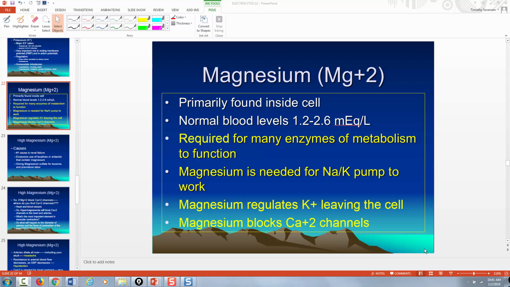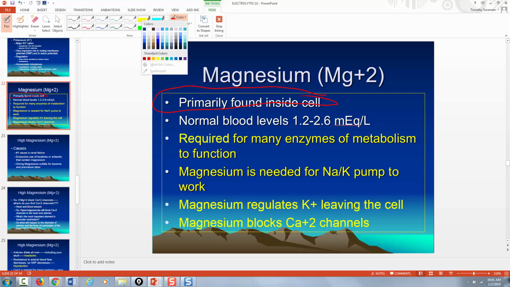Alright, and today what I'm going to go over is magnesium and how magnesium affects your body. First of all, a couple of things. Magnesium is primarily intracellular, inside the cell. And the normal blood levels are 1.2 to 2.6 milliequivalents per liter. Right? A couple of things you need to know.